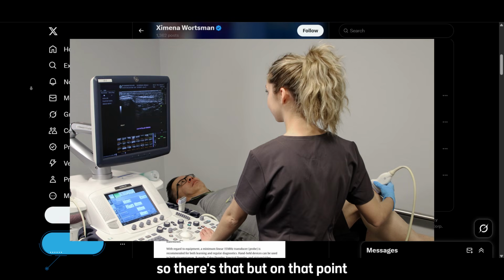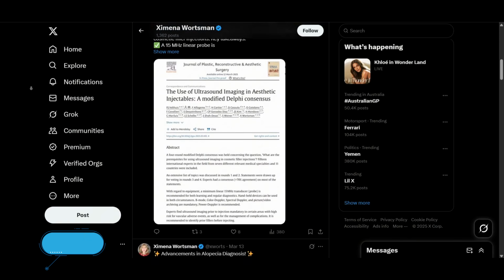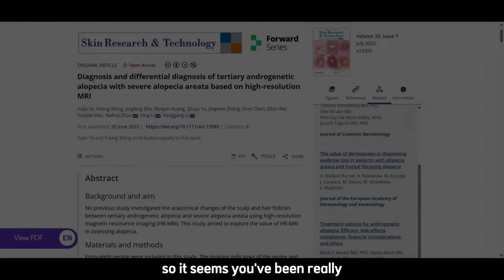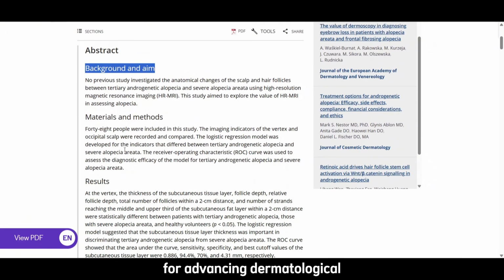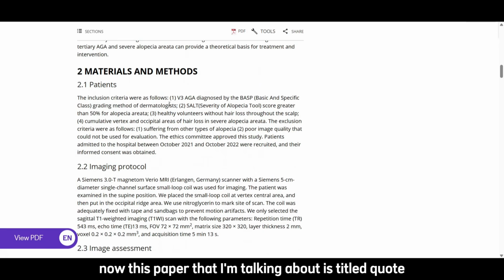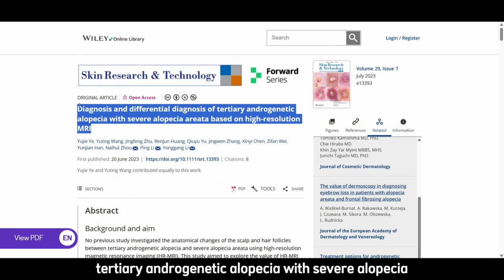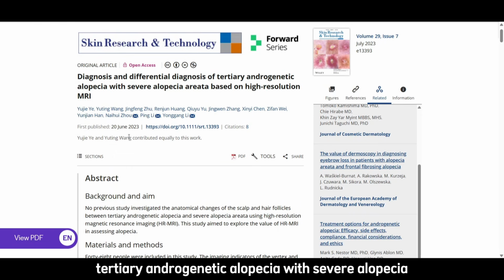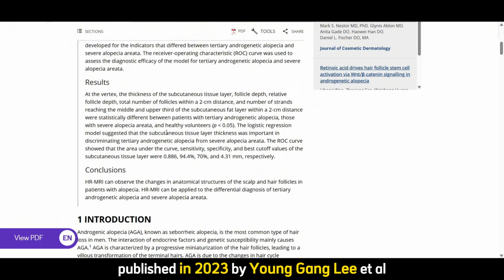But on that point, I read another paper, a very interesting paper from some Chinese researchers, where they actually cited your work. So it seems you've been really influential and you've really paved the way for advancing dermatological imaging techniques. Now, this paper that I'm talking about is titled, quote, Diagnosis and Differential Diagnosis of Tertiary Androgenetic Alopecia with Severe Alopecia Areata based on high-resolution MRI, unquote, published in 2023 by Yong Gang Li et al. In Skin Research and Technology.